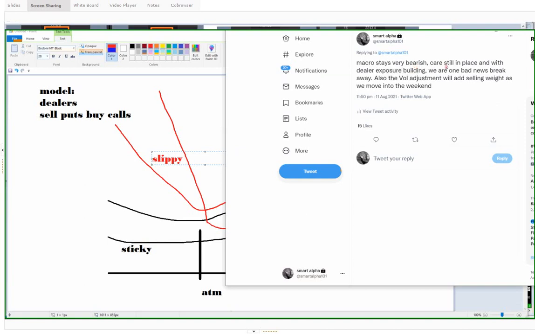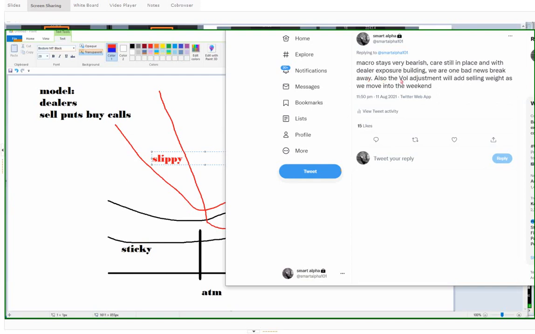Here is still in place, and with dealer exposure building, they're getting heavier and heavier short at higher and higher prices. And for that reason, it becomes more explosive on the downside, especially knowing that volatilities are very, very cheap to buy. And that's why people are buying them, which makes this downside very explosive. It makes it very dangerous. We are one bad news break away.